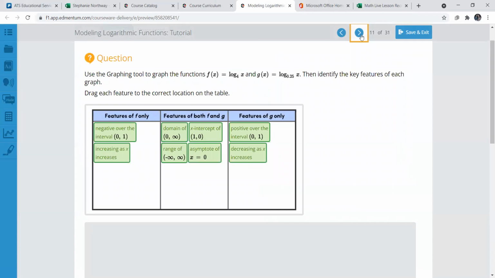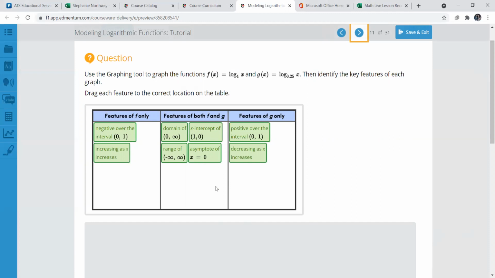Okay. Features of f only, so I'll go over this real quick. Features of f only would be negative over the interval 0, 1 and increases as x increases. The features of both f and g: domain of 0, infinity, the x-intercept is (1, 0), and the range is negative infinity to positive infinity. The asymptote is x equals 0.